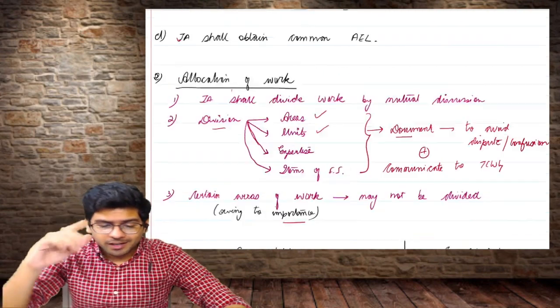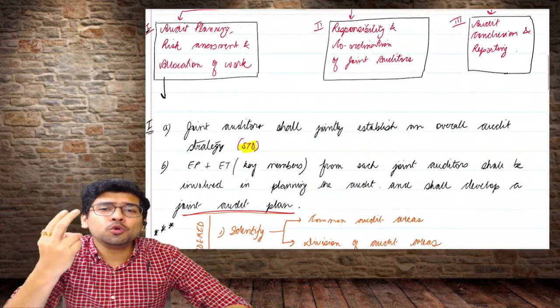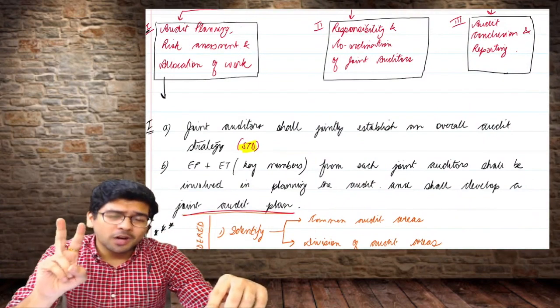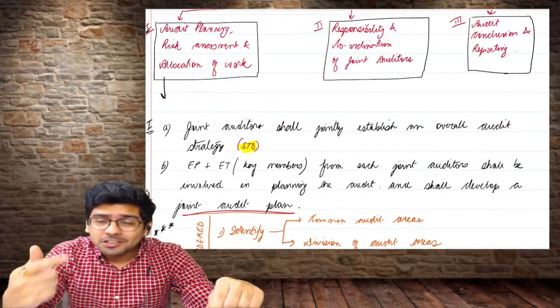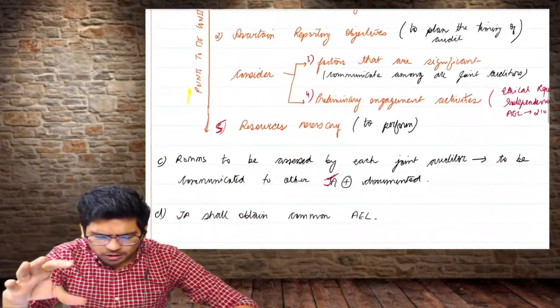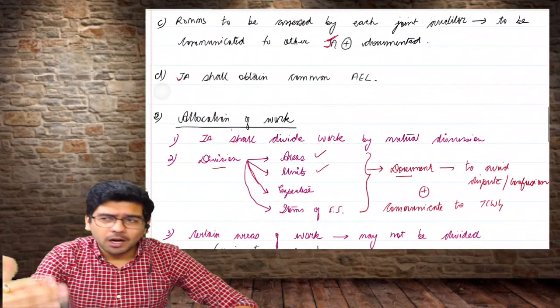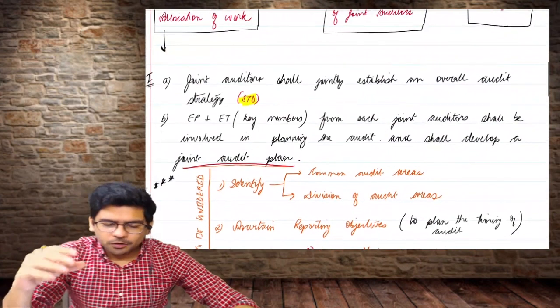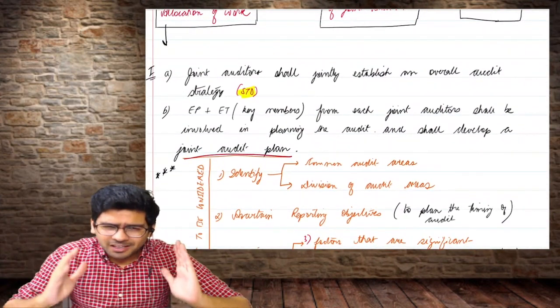All right, so we are done with the first requirement. Again, let me tell you, only 2 questions. If they ask you questions from this area, 2 questions that you have to remember. One is, what are the factors to be considered in developing a joint audit plan? And secondly, they may ask you a question on allocation of work, how the work can be allocated and on division of work. All right, so still, these points that we have covered are really very simple.